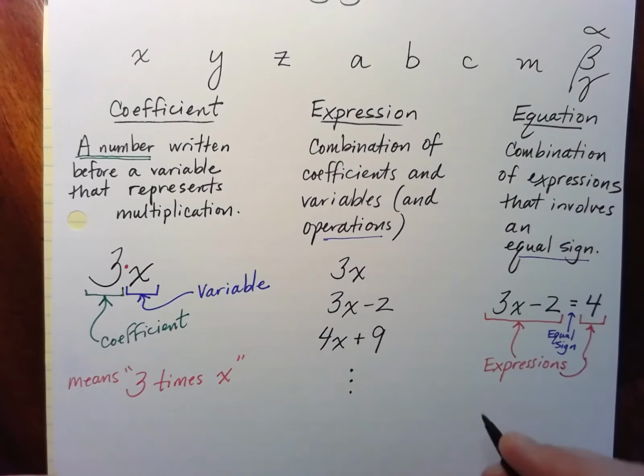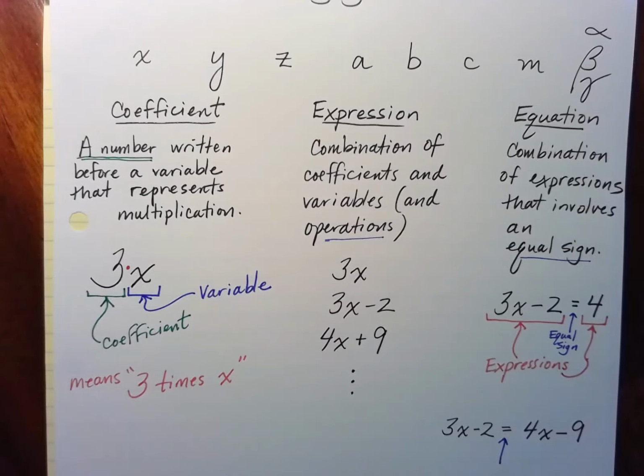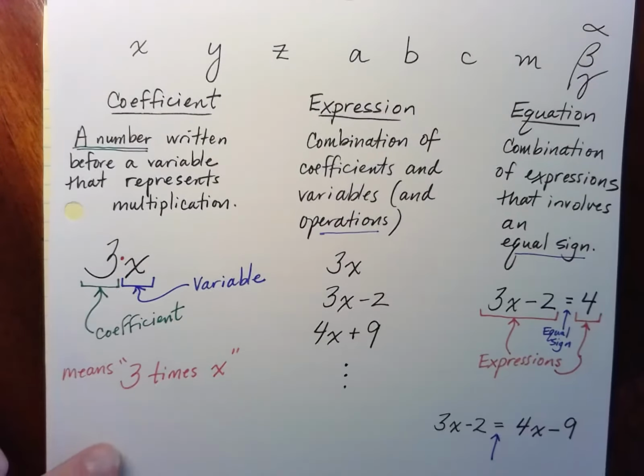So another example would be something like 3x minus 2 equals 4x minus 9. That would also be an equation. Because it has an equal sign, it's an equation. Okay?